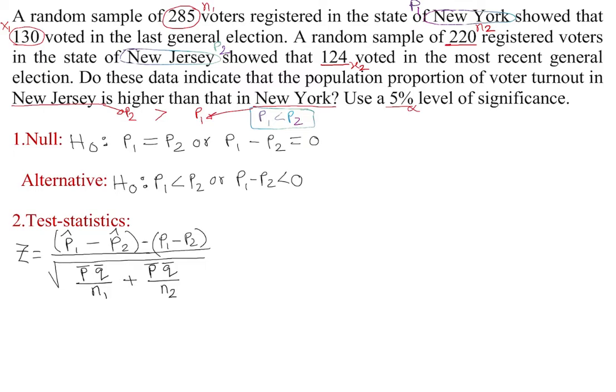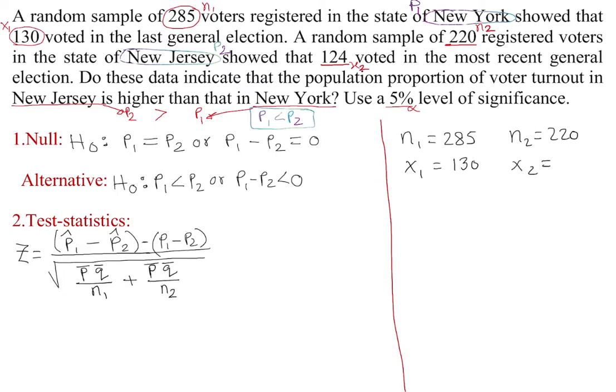So let's see what is given. Okay, so I'm going to pull out all this data. N1 is given as 285, and X1 is given as 130. And also N2 is given as 220 and X2 or R2 is given as 124. So this is the information given right there from the problem.